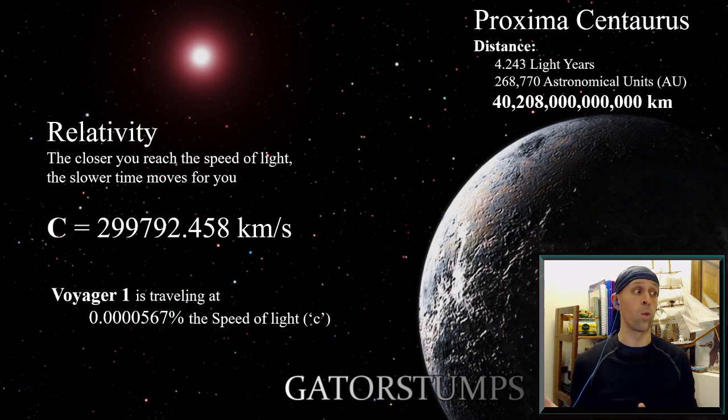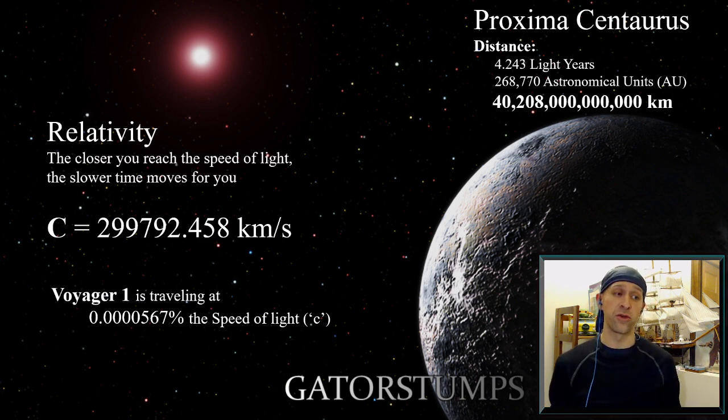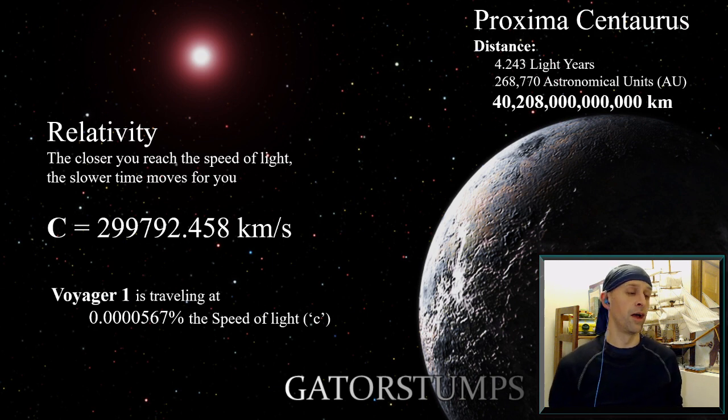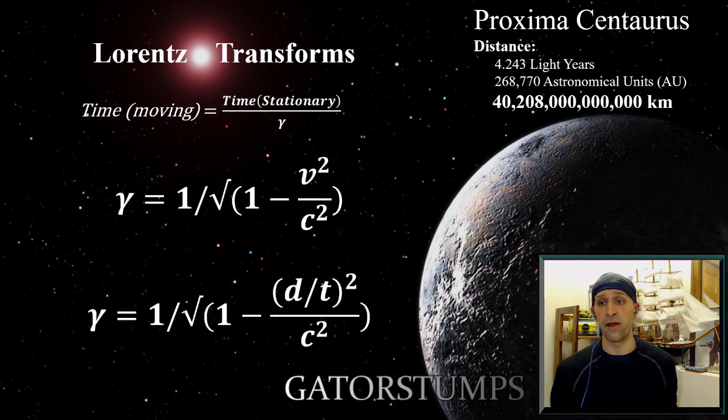You need to be going way faster, way faster. You have to be like hundreds of thousands of miles or kilometers, not an hour, a second, for relativity to come into play. And that's where the Lorentz transforms come in, and this is where it starts to look really scary.